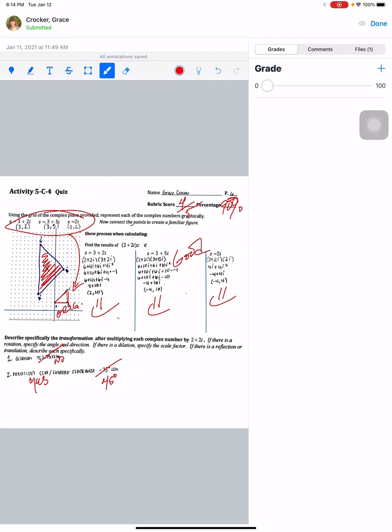They see what they did correctly. Like this is correct, this is not. It's a rotation, but the angle's off. It's a dilation, but their scale factor's off. You wouldn't be able to give them that kind of feedback on a multiple choice quiz or a test.